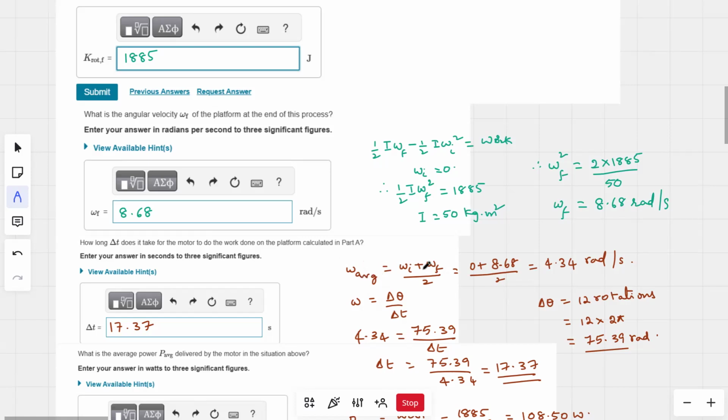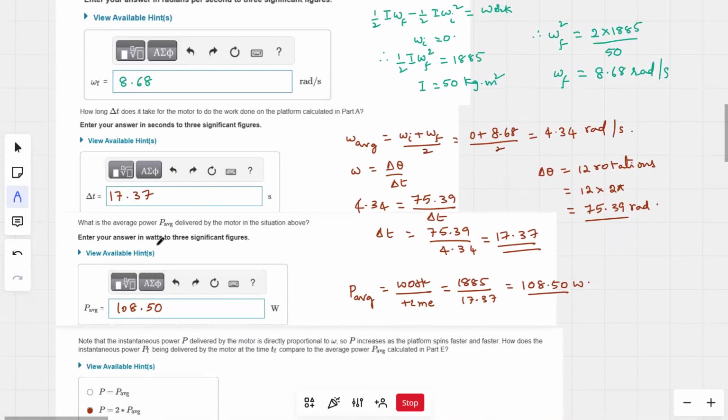For the angular velocity, we have to take the average because initially it is at rest and the final angular velocity is 8.68 radians per second. So the average angular velocity is equal to 4.34 radians per second. That is equal to delta theta by delta t. Therefore, delta t is equal to 17.37, or 17.4 seconds.